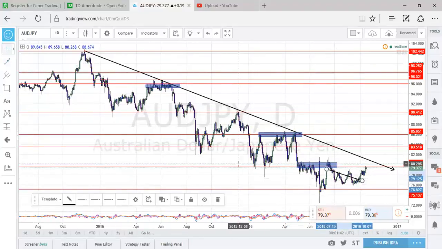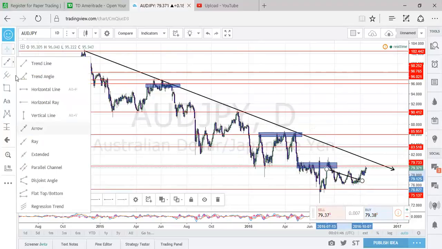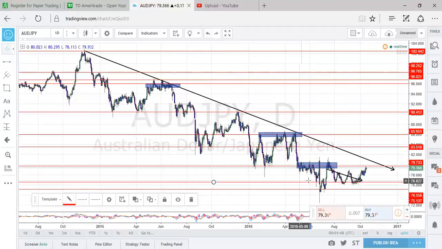Back down. Couldn't. Tap 3 times. 1, 2, 3. We call this a triple bottom, inverted head and shoulders. These are patterns you'll learn eventually.